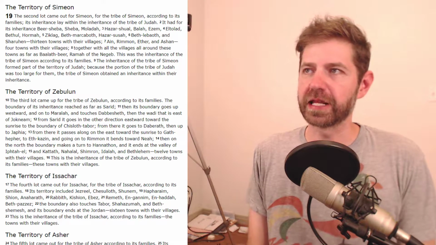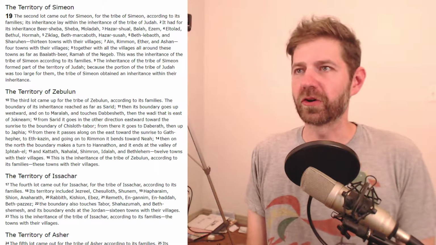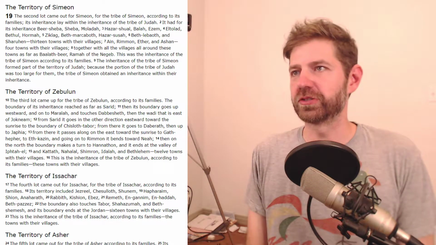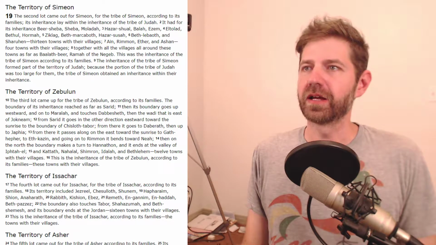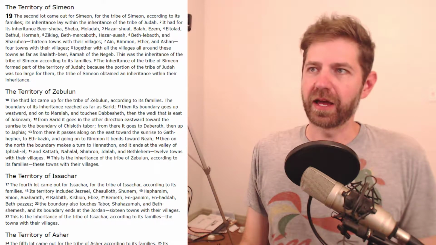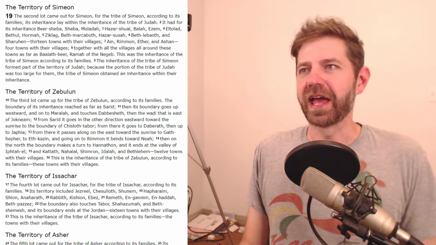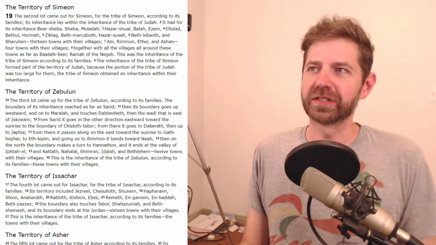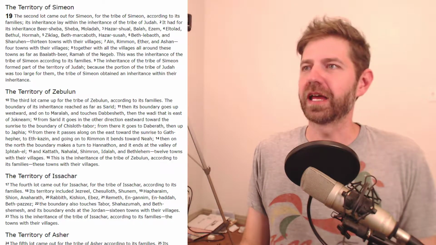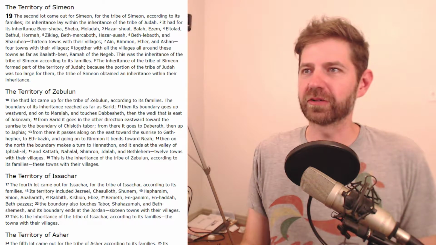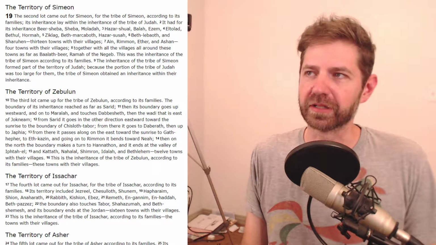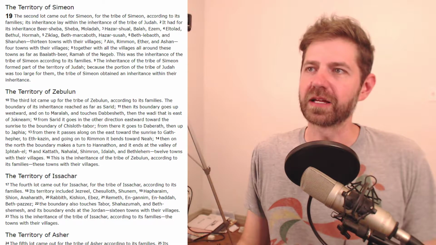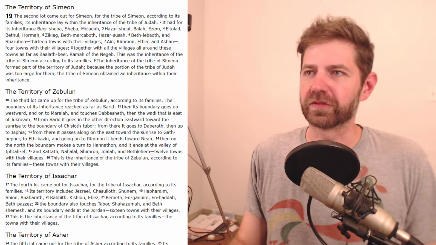it bends toward Neah. Then on the north, the boundary makes a turn to Hannathon, and it ends at the valley of Iphtah-el, and Kattath, Nahalal, Shimron, Idalah, and Bethlehem, 12 towns with their villages. This is the inheritance of the tribe of Zebulun, according to its families, these towns with their villages. Verse 17.